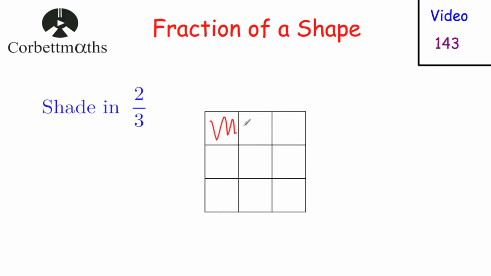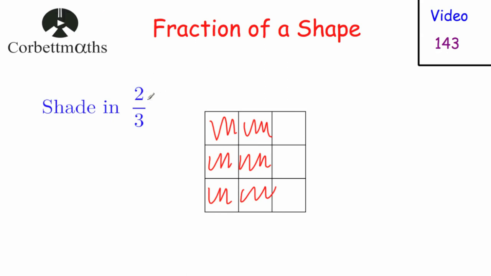of them: shade in, shade in, and leave blank. Then go to the next row and shade in, and leave blank. And then the last row, again, you could go shade in, and leave blank. My shading is terrible there. So that's one way you could do that question.